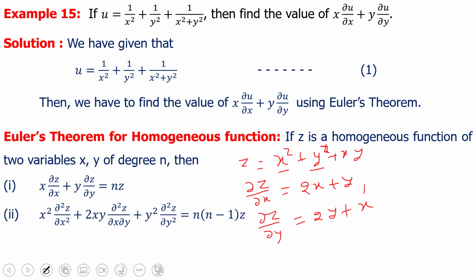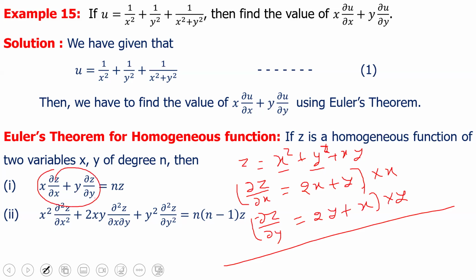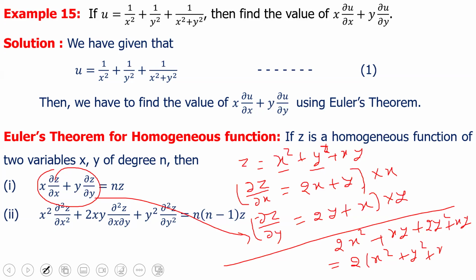Now let us multiply this by x and this by y and add them. So the left hand side will be x del z del x plus y del z del y, which is equal to 2x square plus xy plus 2y square plus xy. This can be written as 2 times x square plus y square plus xy, and this is nothing but z.